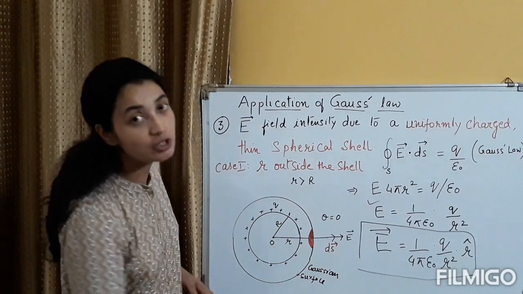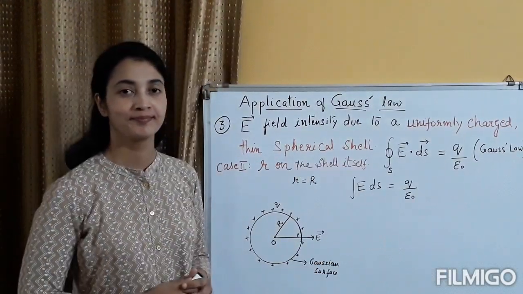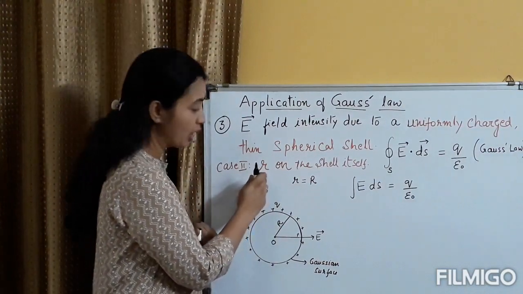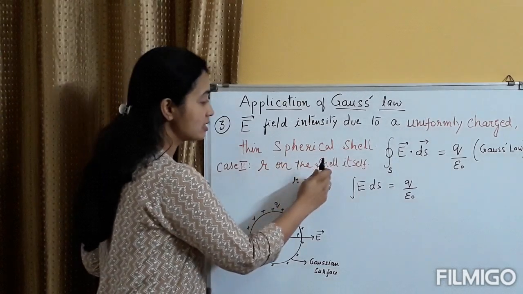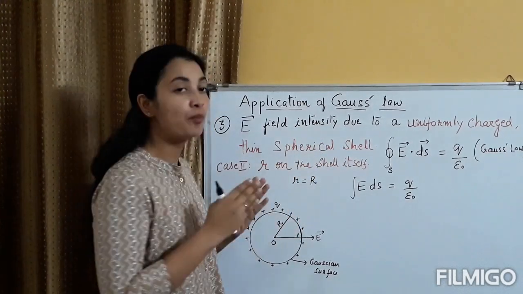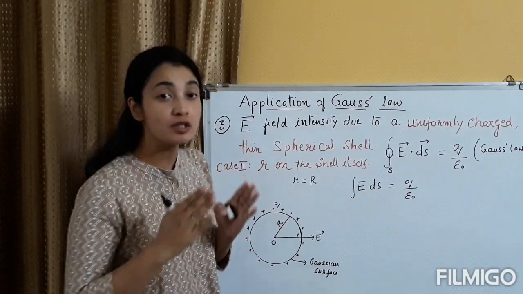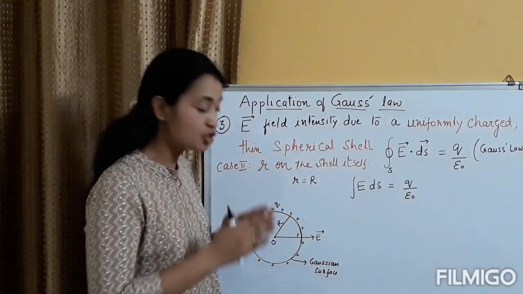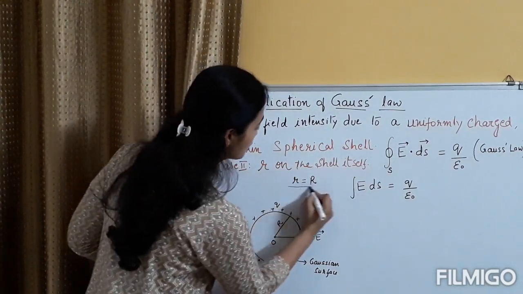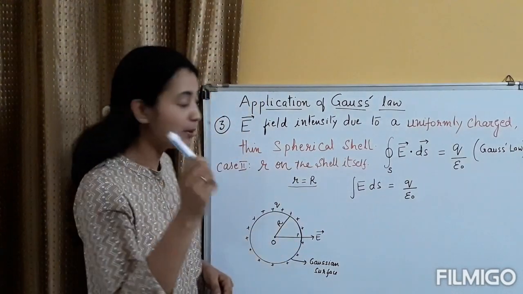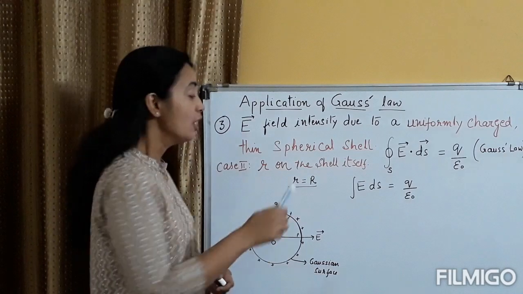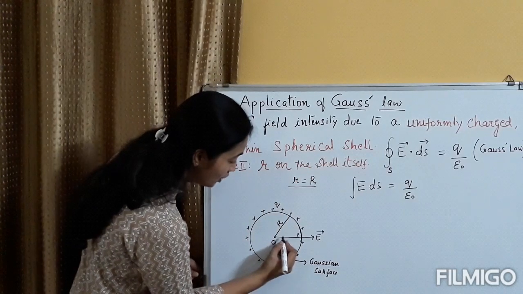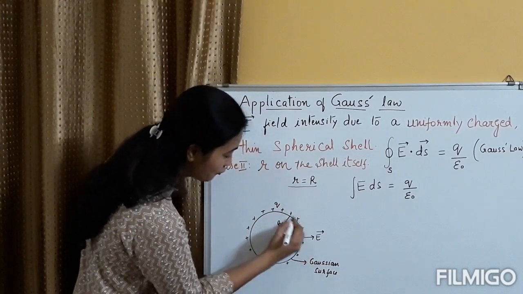Let us look into the other two cases also. We will see the second case when the observation point small r lies on the shell itself. The observation point P, which is at a distance small r, is lying on the surface of the charged spherical shell itself. In this situation, small r becomes equal to capital R. Remember what is capital R? The radius of the shell. Small r is the distance of the observation point from the center of the shell, and they both are equal. So, observation point P has shifted on the shell itself.